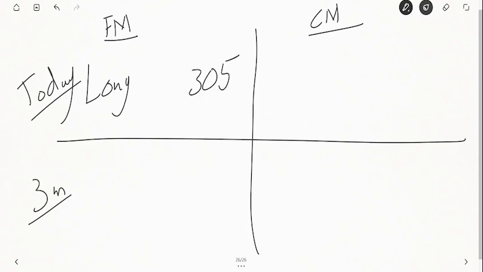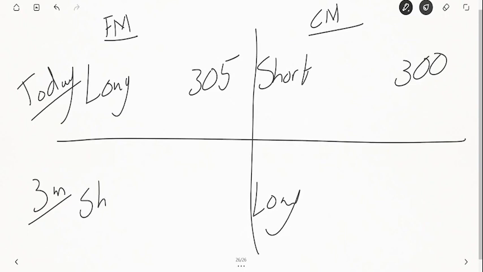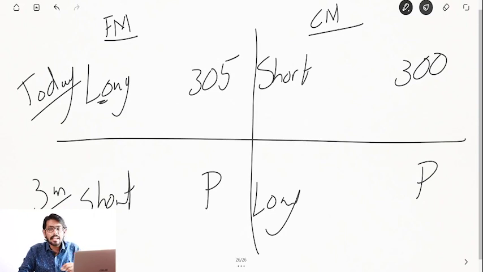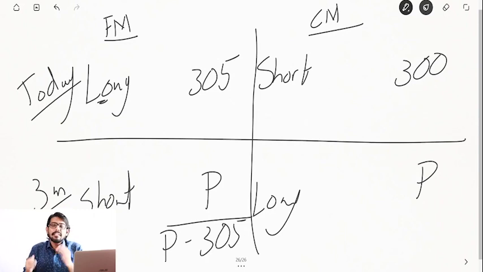Since you are long over here, you go short over here, or rather you're going to sell a share today. What is the share price? 300. After 3 months, long and short. Let the price after 3 months be P. So in the futures market, today you buy at 305 and after 3 months you sell at P. What is your profit? Why is it P minus 305 or 305 minus P? Generally, profit, take it as inflow minus outflow. Only then you will get net profit.